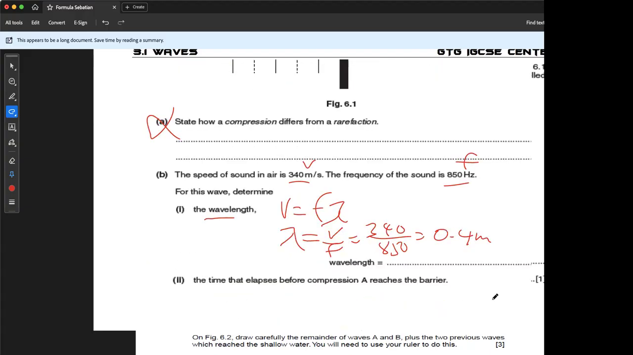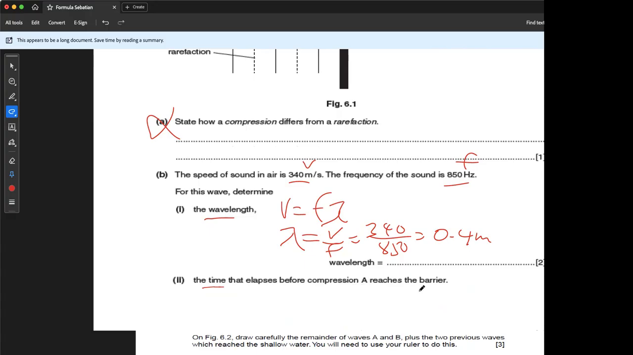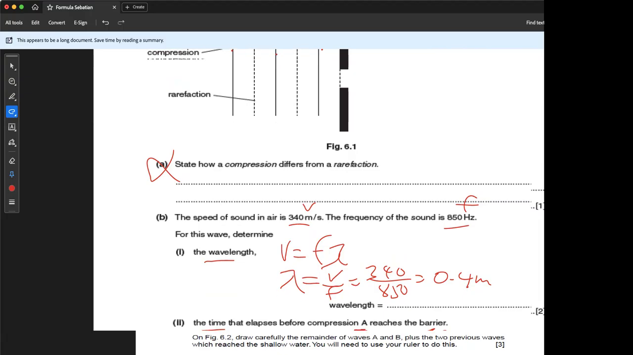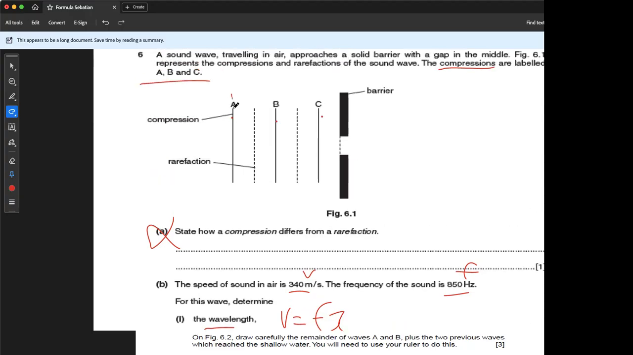Okay, then with this understanding, the next question is, how long did it take for A to reach the barrier? A lot of students always make this mistake. Because I told them you're supposed to use the speed equals distance over time formula, they tell me that the distance is 0.4. But if you take 0.4, it will be the time taken for this thing to reach here. That's not what the question wants. It wants from A to the barrier. So I want the time taken from here to here, which means I need to find this distance here.